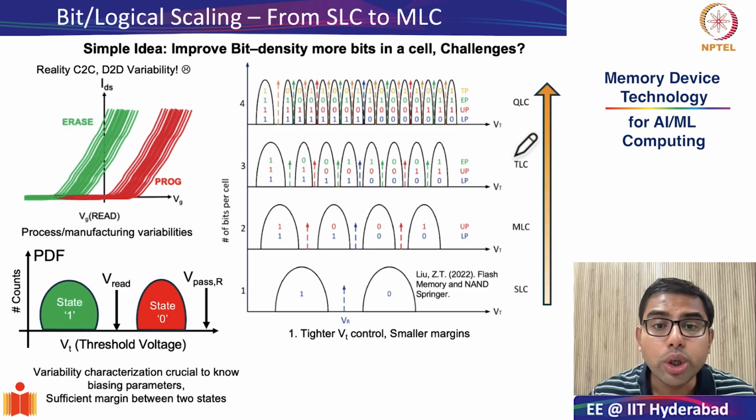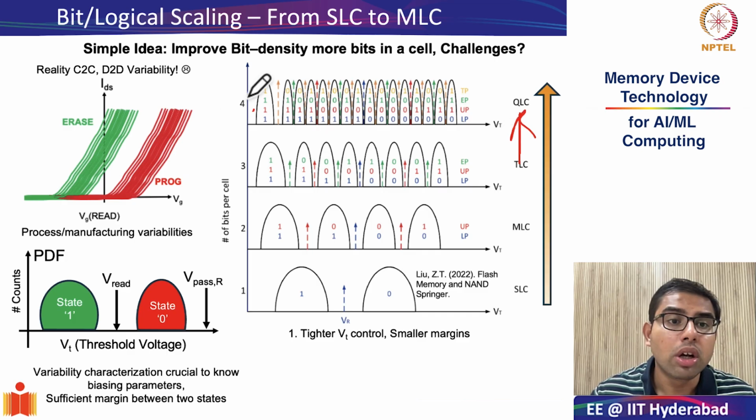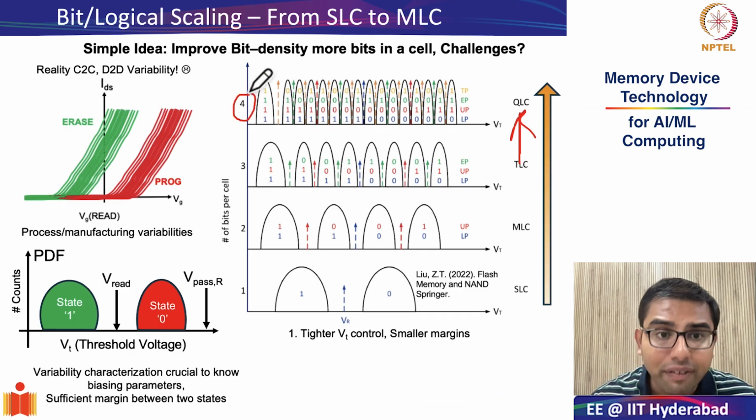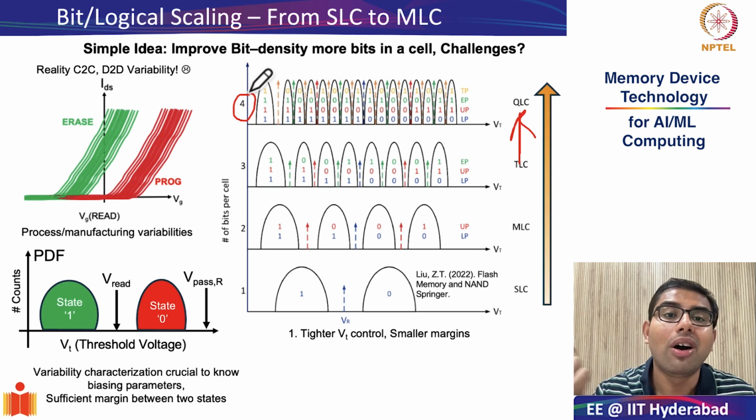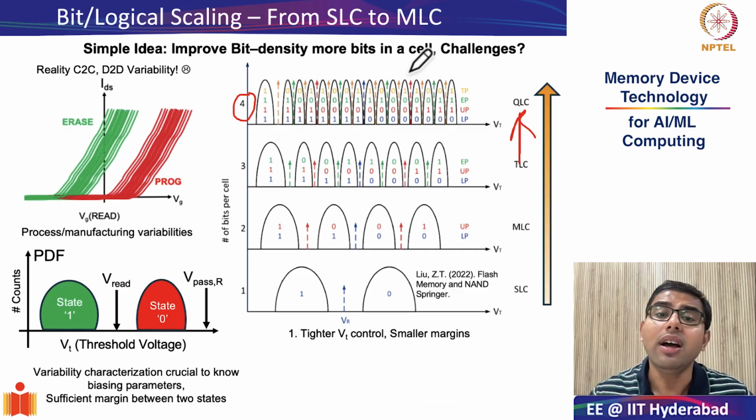Next, we move on from TLC to QLC. QLC is a quad level cell, where 4 bits can be stored in the same cell. So you will have 2 to the power of 4, which is 16 different combinations of ones and zeros that can be stored in the QLC.